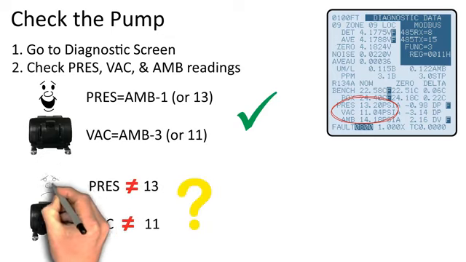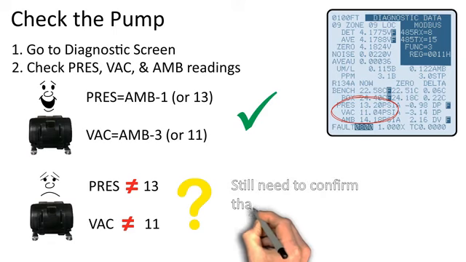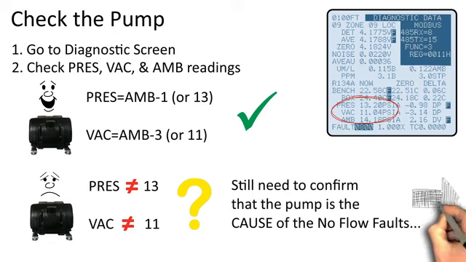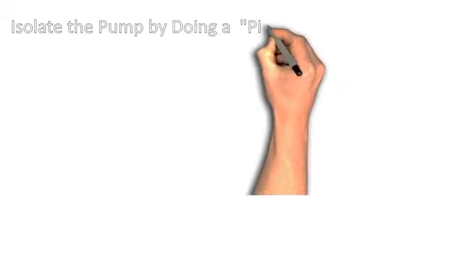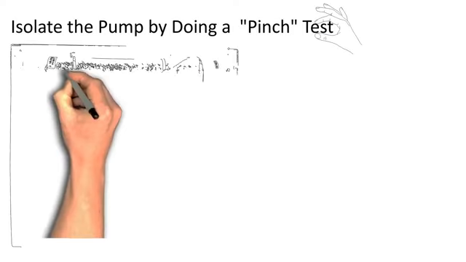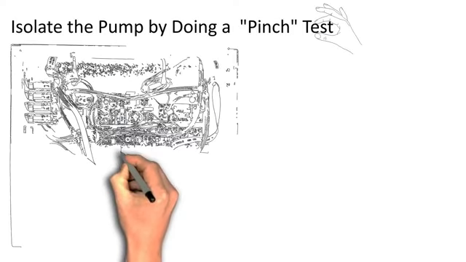If your pressure and vacuum values are not at the typical and optimal readings of 13 and 11, your pump is suspect, but you still need to confirm. At this point, the no-flow condition is likely either a faulty pump or possibly a clogged hydrophobic filter. Isolate the pump by removing the hydrophobic filter from the equation to confirm that the pump is the cause of the no-flow faults. To isolate the pump, do a pinch test of the sample line near the hydrophobic filter.